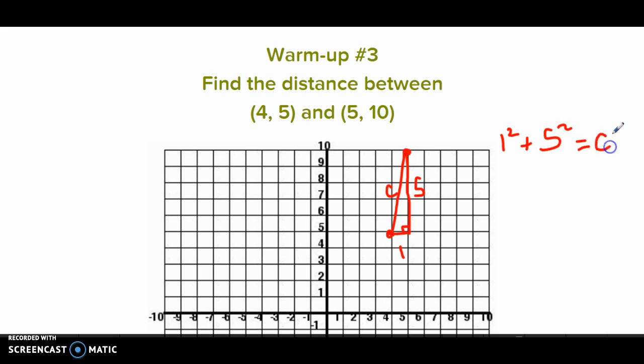1 squared plus 5 squared equals c squared. And you'd find out that that would be the square root of 26, which ends up being approximately 5.1. I know it ends up being 5.099, but if we round, it ends up being 5.1. Again, if you have questions on these, please raise your hand.